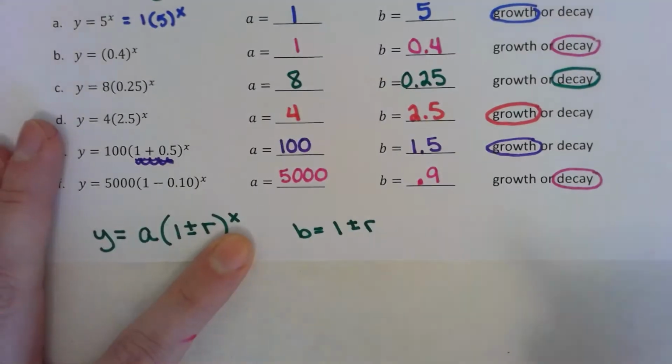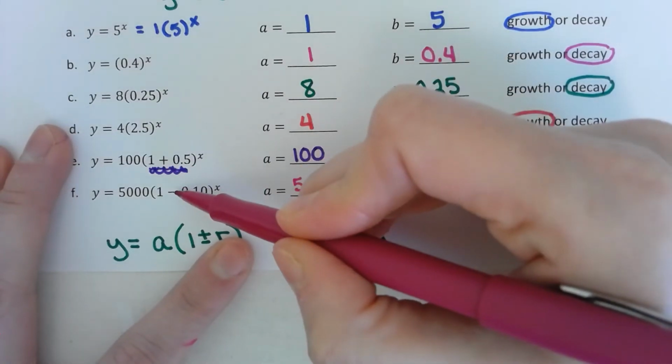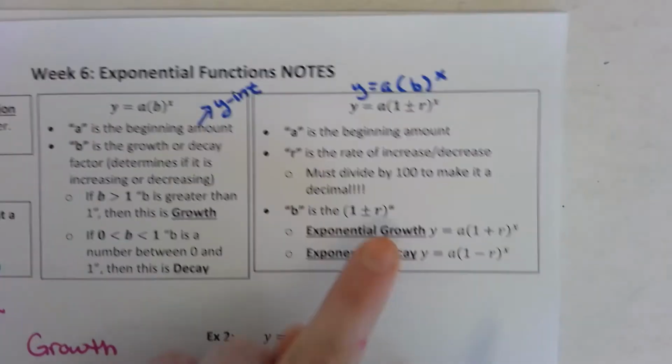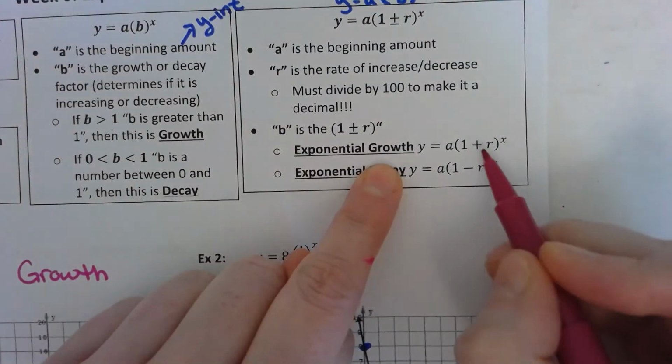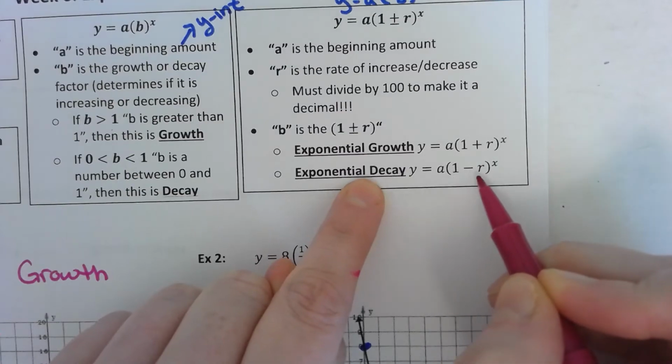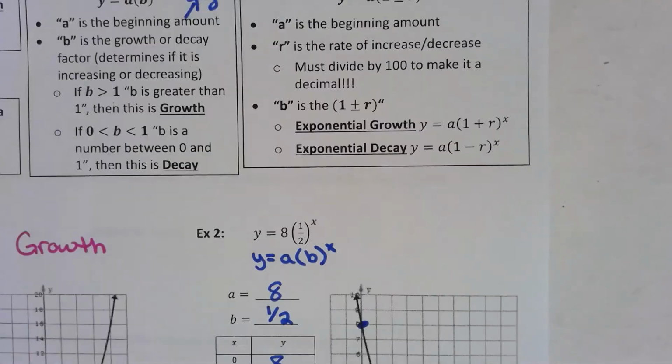And you also could have told that by looking at the plus or the minus signs in here. I'm going to scroll back up for a second. When it's exponential growth, you are adding the 1 plus the rate. When it's decay, it's 1 minus your rate. Okay, let's get to the word problems.